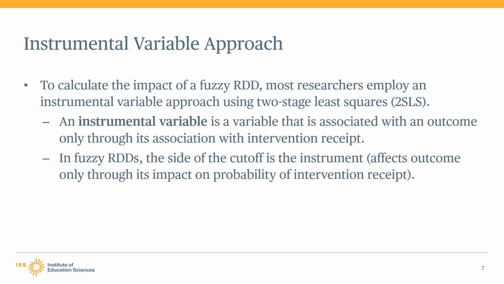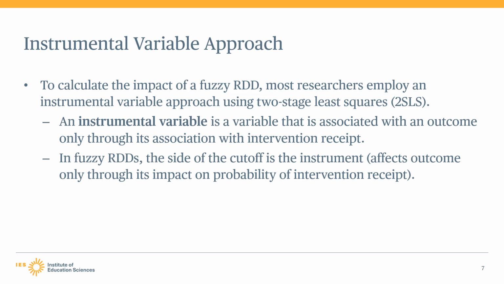Next, we will discuss how to calculate the impact in a fuzzy regression discontinuity design. To do this, researchers frequently employ an instrumental variable approach using two-stage least squares. Broadly speaking, an instrumental variable approach allows for a causal effect to be calculated by finding an exogenous variable that is associated with an outcome only through its association with intervention receipt.